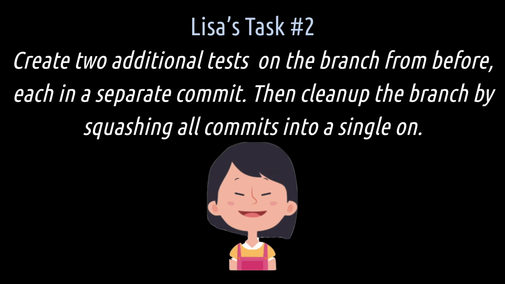Lisa's second task in this chapter is to create 2 additional tests on the same branch from before, and each of these tests in a separate commit. Then she shall clean up the branch by squashing all the commits into a single one. But first, some theory.